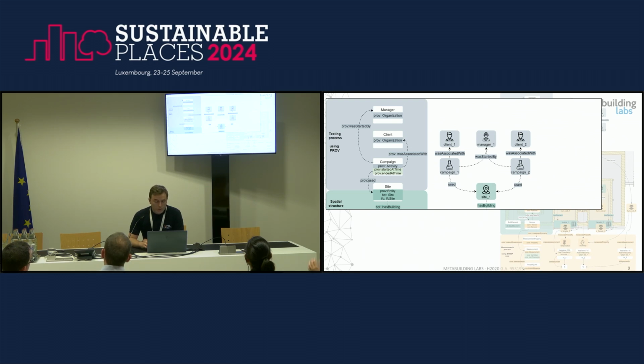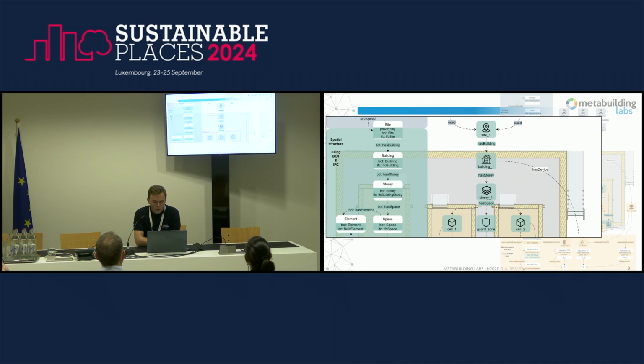There might be different contexts in the future, we're not sure. We could also have one campaign running on multiple buildings for the same client, and we might have to converge them at some point. Then we're going down into BOT, so into the spatial side of things. So we have BOT building, a site, building, story, and space, right? So it's quite easy. You've seen this a lot of times.